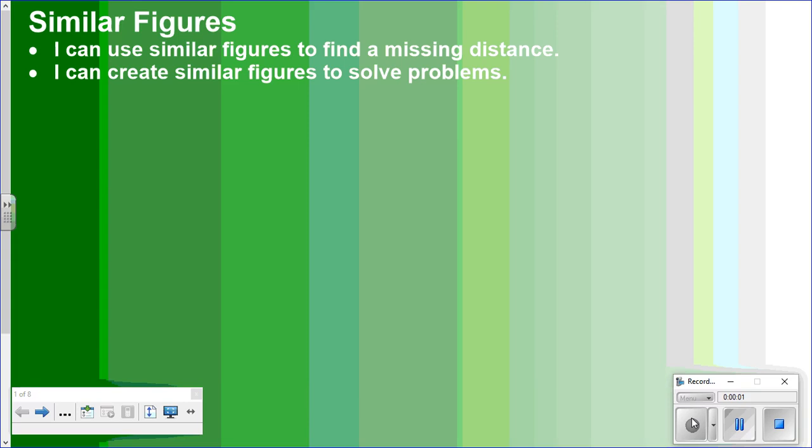In this lesson, we'll be discussing similar figures. By the end of the lesson, you should be able to use similar figures to find a missing distance and create similar figures to solve problems.